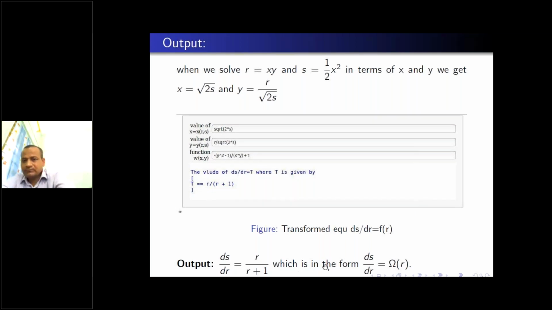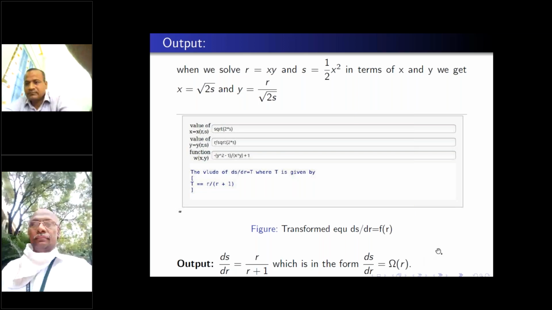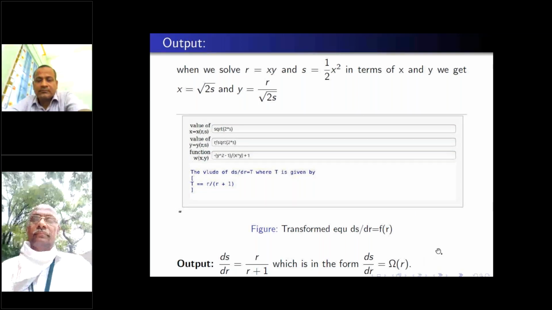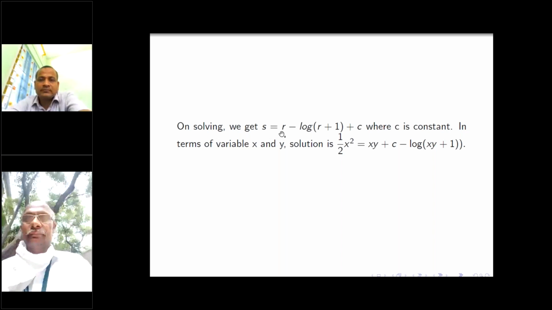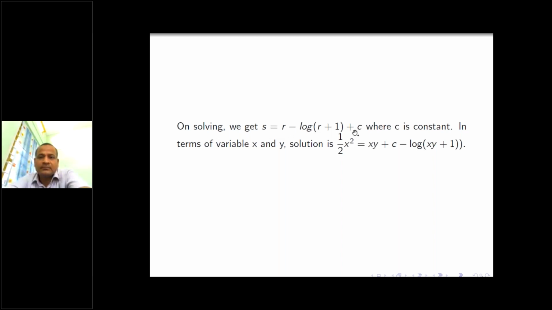So you can see that ds by dr is in variable separable form. And when we solve this, we get s is equal to r minus log of r plus 1 plus c, because it is in variable separable form. So using integration, we can find this value, where c is a constant. And in terms of variables x and y, the solution is given by again putting the values of s and r in terms of x and y. We get this exact solution. So here, using the symmetry method, we have easily found the exact solution of the first order differential equation, which was not in standard form.